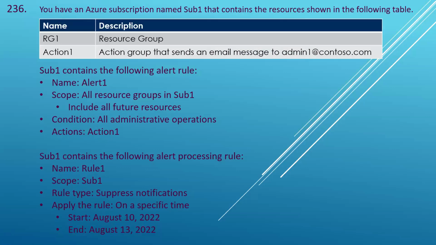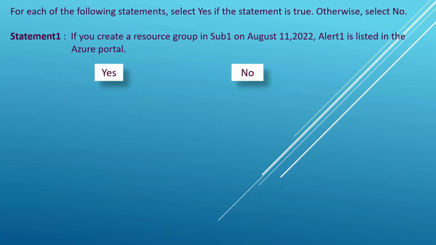Friends, now that we know what is the difference between alert rule and alert processing rule, let's look at next part of this question. For each of the following statements, select yes if the statement is true, otherwise select no. And the first statement is, if you create a resource group in Sub1 on August 11th, 2022, alert 1 is listed in the Azure portal.